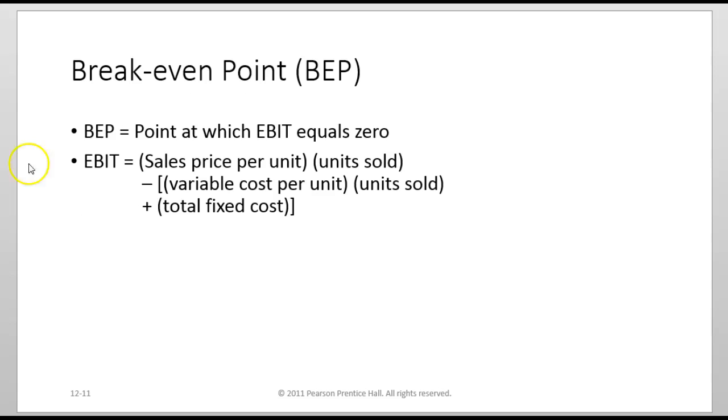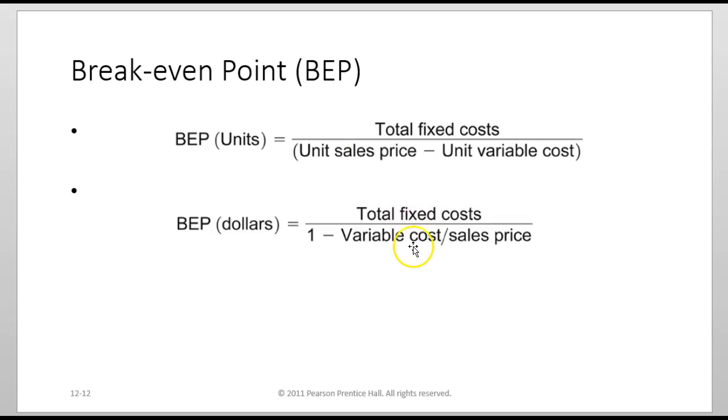We're going to look at the break-even point, which is the point at which EBIT equals 0. And EBIT is defined in this case as sales price per unit times the units sold, minus the variable cost times the units sold, minus the total fixed cost. That's EBIT, and you want that to be 0 to find your break-even point. And here are your formulas. They're really very simple. You're going to have total fixed costs. You're going to take the unit sales price and subtract the unit variable cost. Divide that into the fixed cost. That will give you the break-even units.